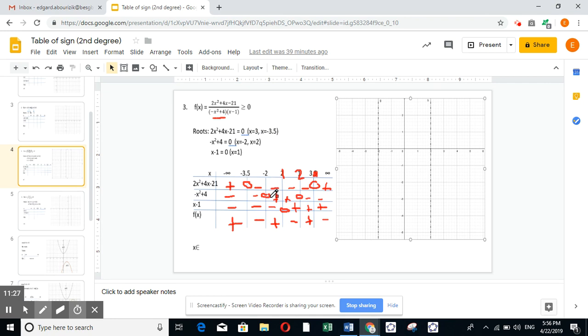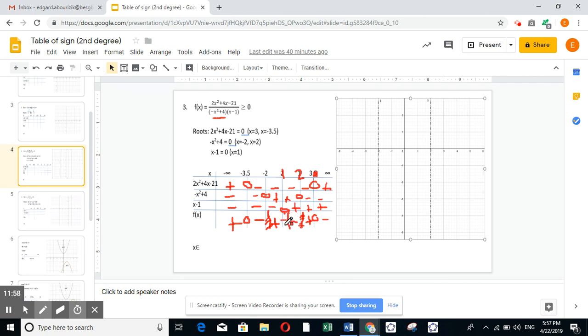So at 3 and minus 3.5, it can be 0. But since we cannot divide by 0, as I said in the first video, we have a vertical asymptote at minus 2. So it's impossible. So it's a vertical asymptote at minus 2 and 2. A vertical asymptote, you're going to learn it in details in grade 12 in calculus, or at the end of grade 11. And you have impossible also at 1. So these are the vertical asymptotes.